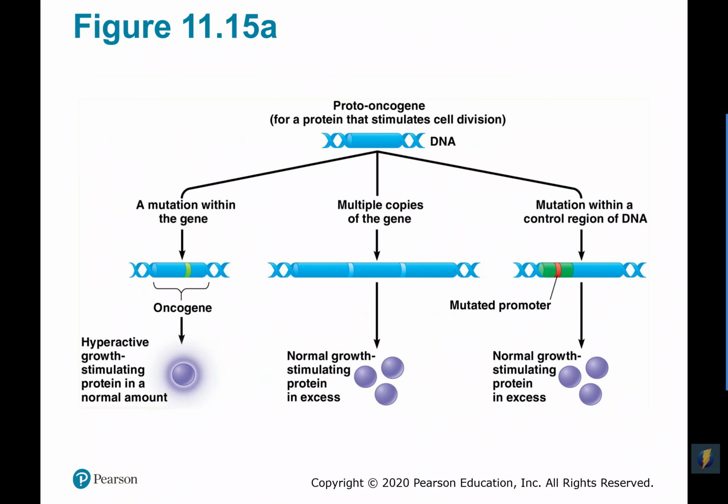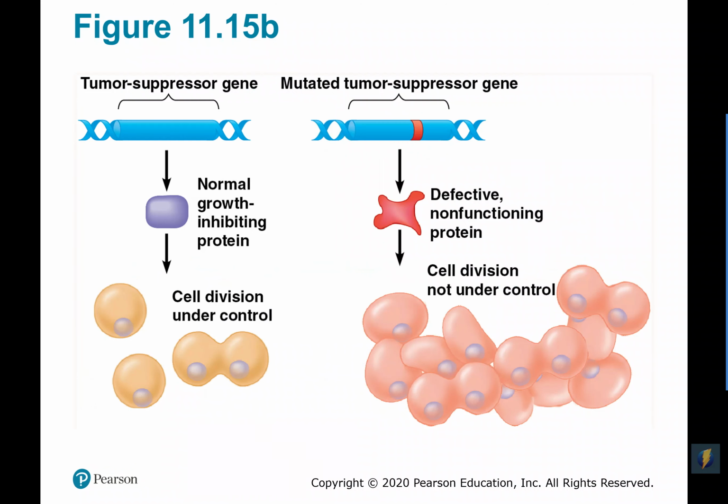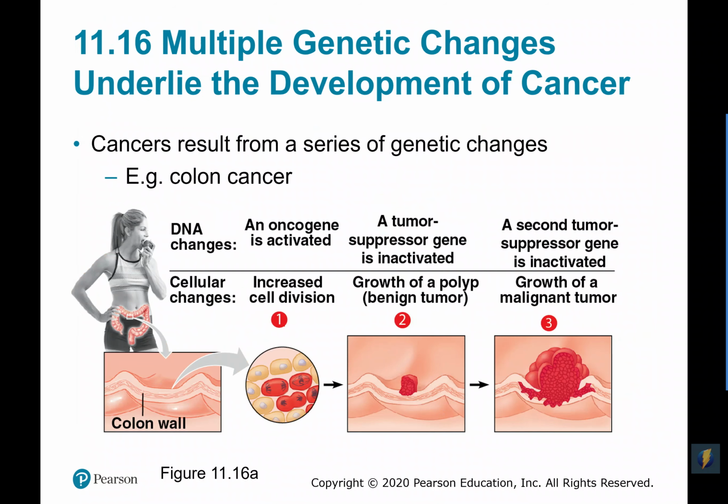So both the proto-oncogene to oncogene mutation and the tumor suppressor gene mutations can result in the uncontrolled growth that is the hallmark of a cancerous cell. Typically it's not usually just one mutation, but sometimes there are mutations all along the way. Colon cancer exemplifies that quite well.